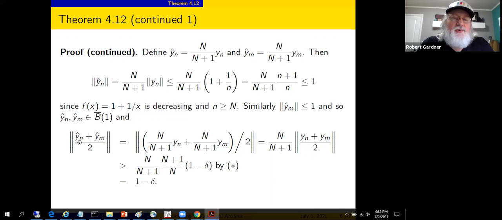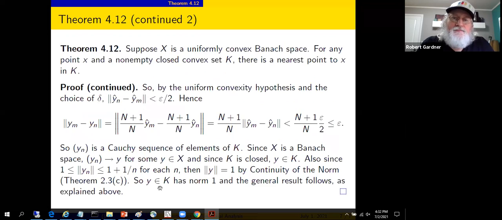So we've got two vectors, y sub n hat and y sub m hat, such that the norm of 1/2 the sum is greater than 1 minus delta. We had assumed, using the property of uniform convexity, that for that delta, this would imply that the norm of the difference of y sub n hat and y sub m hat is less than epsilon over 2. We chose delta such that the uniform convexity condition gives us this difference less than epsilon over 2. So that's where that comes from, and there we've used the uniform convexity hypothesis for the first time.